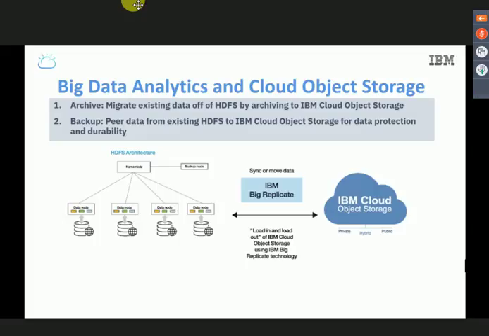All right, so this is a summary of what we just talked about. On the left-hand side, you have Hadoop. On the right-hand side, you have IBM Cloud Object Storage. Right in the middle is where IBM Big Replicate sits, and it has multiple functions. It has a function of replication, as the name suggests. It can do backup. It can do archive. So depending on what functionality you want IBM Big Replicate to perform, it will do that for you. And it does that for many distributions of Hadoop: open source, MapR, Cloudera, Hortonworks.